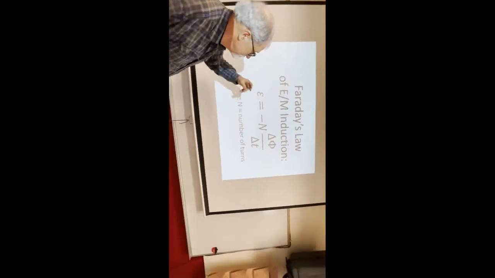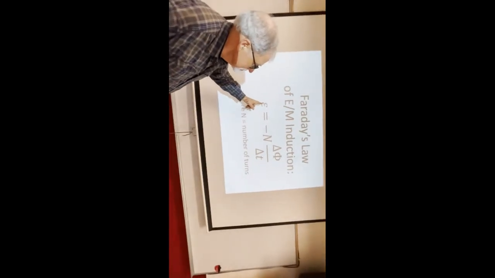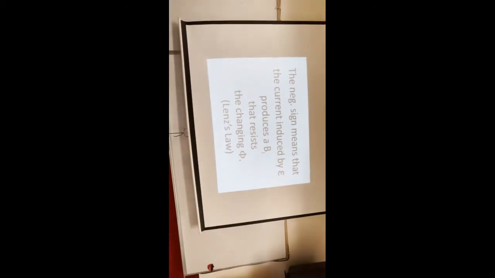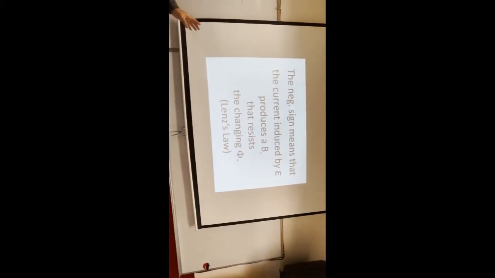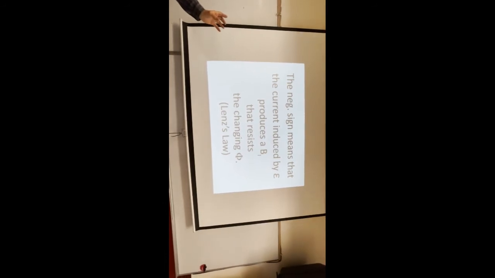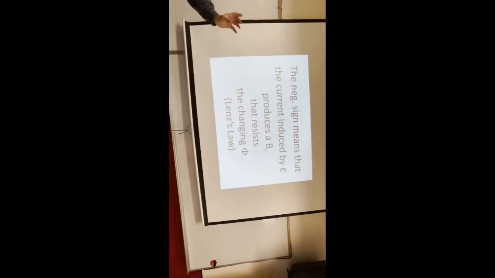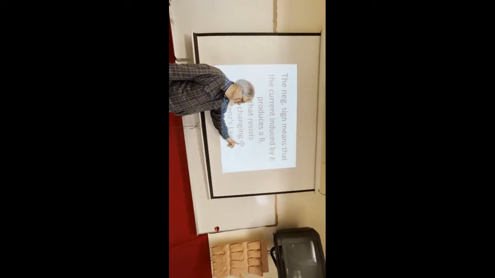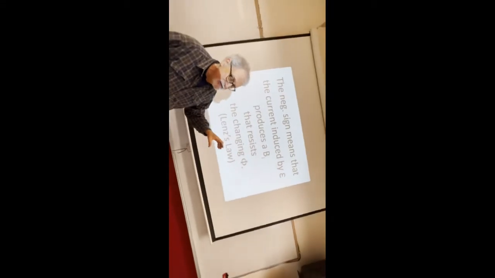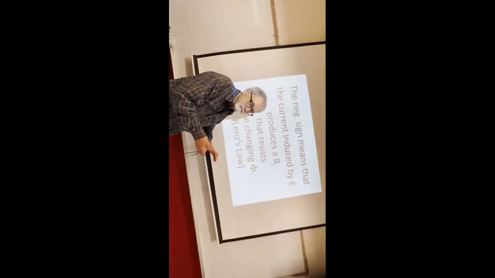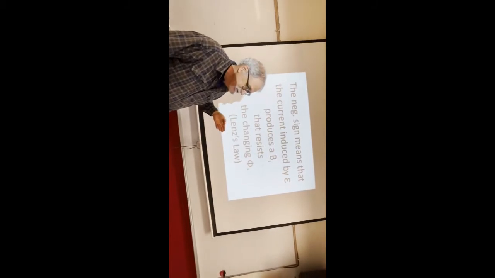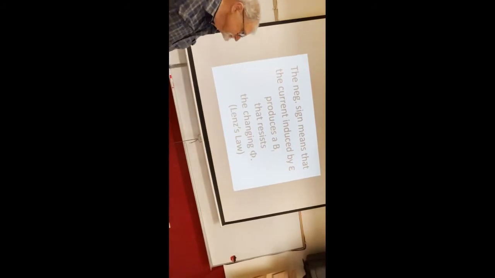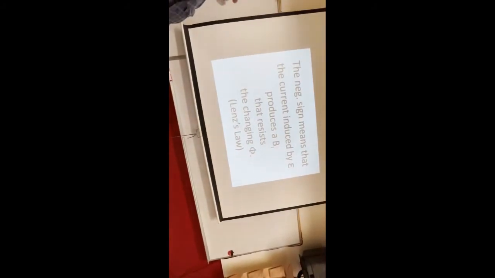The electromotive force that's generated resists the change in flux. So let's read this again. The negative sign means a current induced by the electromotive force produces a magnetic field that resists the changing flux. So if the flux is increasing, it'll try to decrease it by going the other way. If flux is decreasing, it'll try to increase it by going the same way. Yeah, politics. I hate politics.